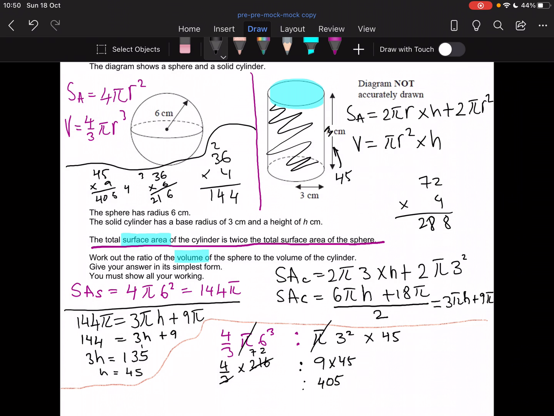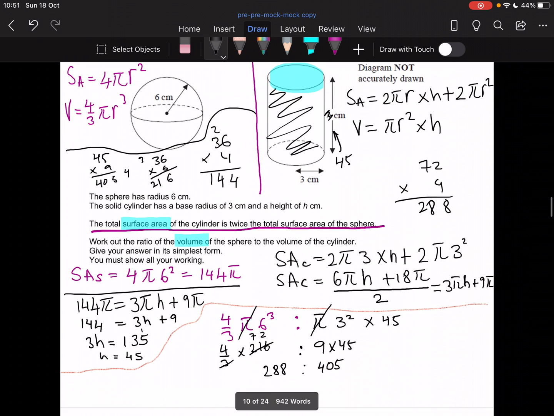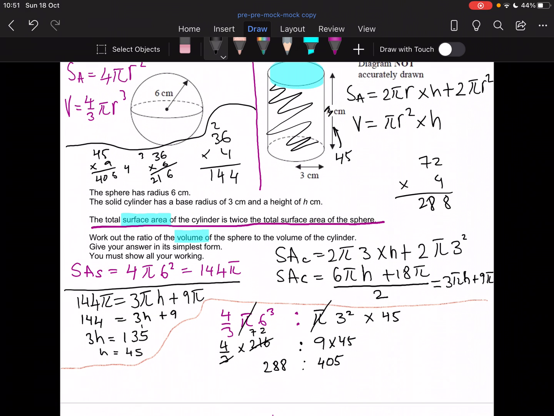Okay, so now I've got this 288 to 405. Give my answer in its simplest form, of course. So again, my numbers both divide by 3. I can't think of a bigger number that they divide by, so I'm going to take it step by step. Just simplify bit by bit to make sure I don't make any mistakes. So how many 3's in 28? I think that's 9 with a remainder of 1. And how many 3's in 18? That's 6 if I'm not mistaken.